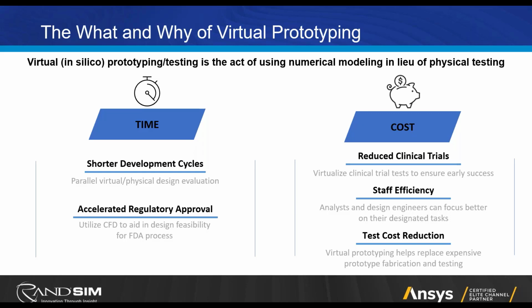On top of this, it can help with staff efficiency, so making sure that your analysts and design engineers can better focus on their designated tasks. Analysts are really designing out the physical components of the models based on fundamental principles, and then the design engineers are working towards prototype enhancements and all the design modifications that you might need in the physical models, allowing them again to really work in parallel together and not be waiting on each other for tasks to be completed. Again, really just increasing that level of efficiency as you go through the product life cycle. And then the last component here would just be test cost reduction.